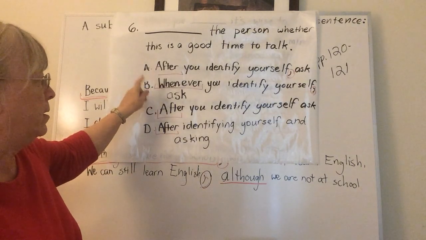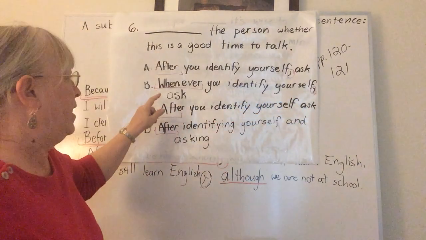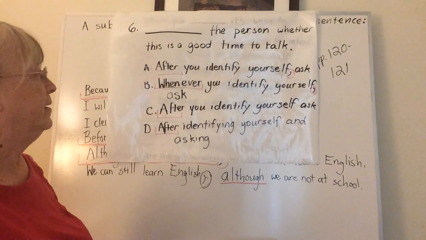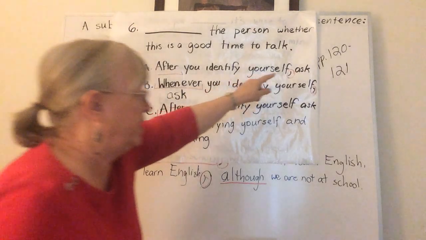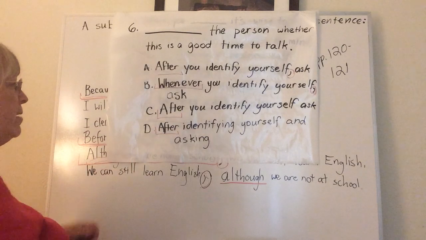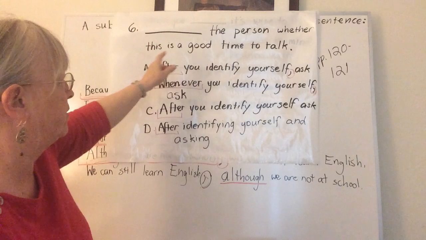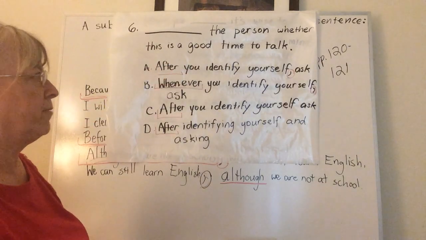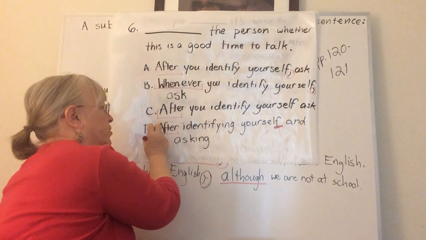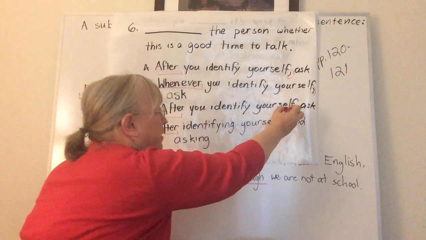What about this one? Whenever you identify yourself, comma, ask the person whether this is a good time to talk. Subordinating conjunction and comma. So there's 2 possibilities right there. What about this? After you identify yourself, ask the person whether this is a good time to talk. Sounds okay, but look. It started with a subordinating conjunction. After you identify yourself. Ask. I'm sorry.